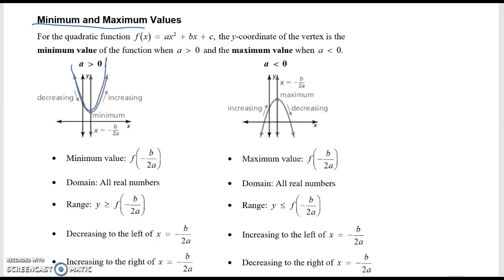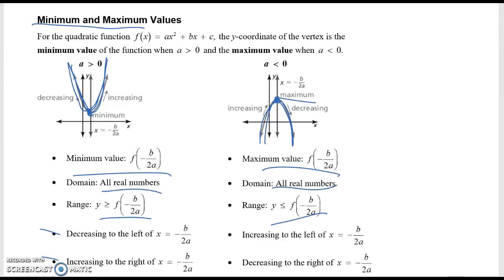When our function is in a U shape, it has a minimum at the vertex. When our function is an upside down U, it has a maximum at the vertex. To calculate those, they tell you below, and they also talk about domain and range. Read about increasing and decreasing as well, and then go to example 3 in your notes.